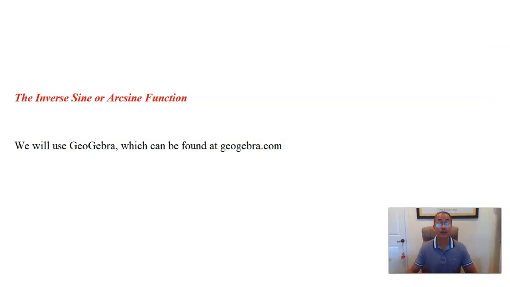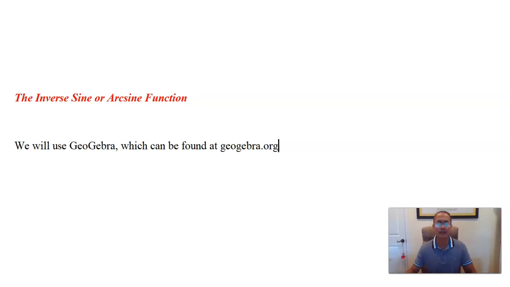All right, with those preliminary definitions, we can now go ahead and actually construct the inverse sine, also known as the arcsine function. What we're going to do next is hop on to GeoGebra, and you can find it at geogebra.org, my mistake, it's not geogebra.com, but .org. There are several versions. I like to use the classic version.